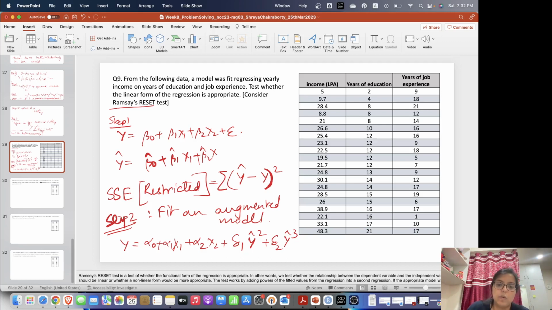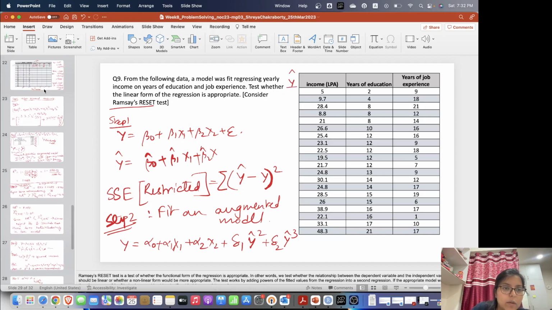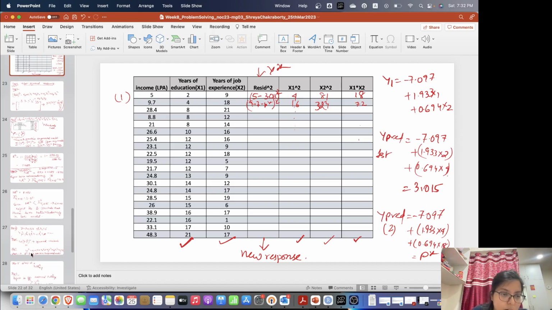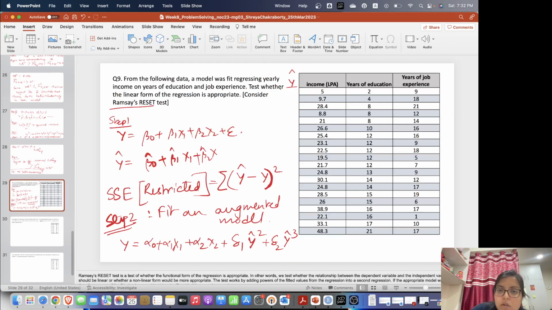Alright, so what is y hat? Y hat for the first one we have calculated using these coefficients and putting in the values of the variables. We would have some y hat predicted. So here the first one was 3.015. So let's say the first one is 3.015. We'll subtract this from the observed y, take the square, and then sum it up across. We would get the sum of squares restricted.